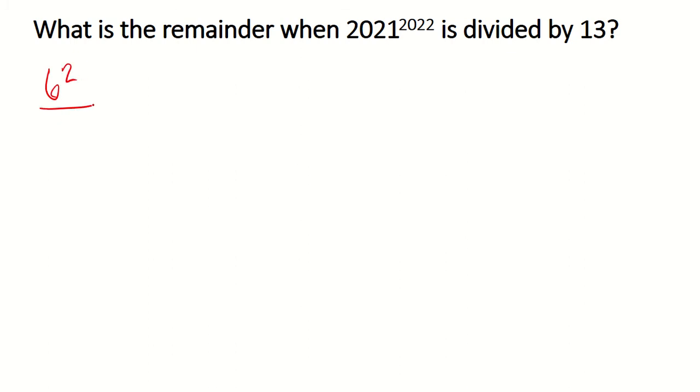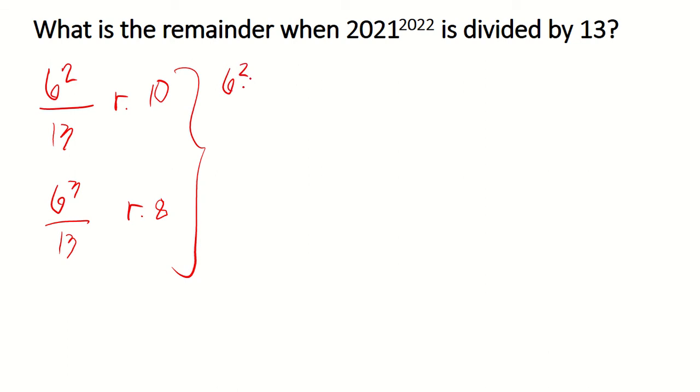So to understand my presentation later on, let's look at these two examples. For example, we have 6 squared divided by 13. We know that the remainder is 10. Why? Because 36 divided by 13 has remainder 10. When you have 6 cubed, which is 216, divided by 13, the remainder is 8. Now, look at this. If we multiply 6 squared times 6 cubed divided by 13, the remainder is 2. If we also multiply 10 times 8 divided by 13, the remainder is also 2.